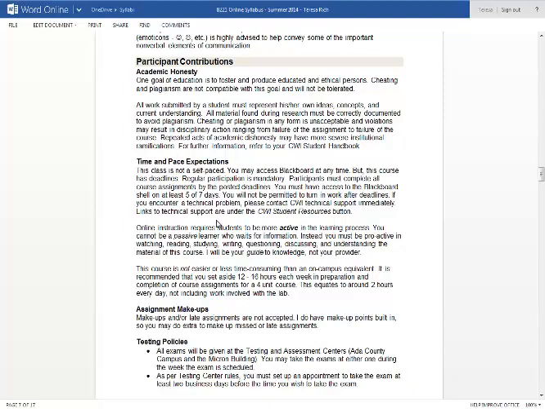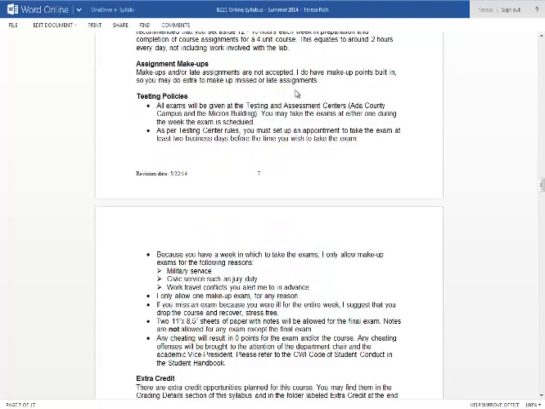Time and pace considerations. This online course is not really self-paced. You can work ahead on everything except for the critical thinking discussion boards, but you can't turn in late work. You've got to keep up the pace, especially during the summer. This is vital. Makeups or late assignments are not accepted. I do have some makeup points built in because I know life happens. Your computer blows up, you lose everything, and you have to start over. Like I said, I've got some makeup points built into that. I also have some extra credit built in to take care of those kinds of things.